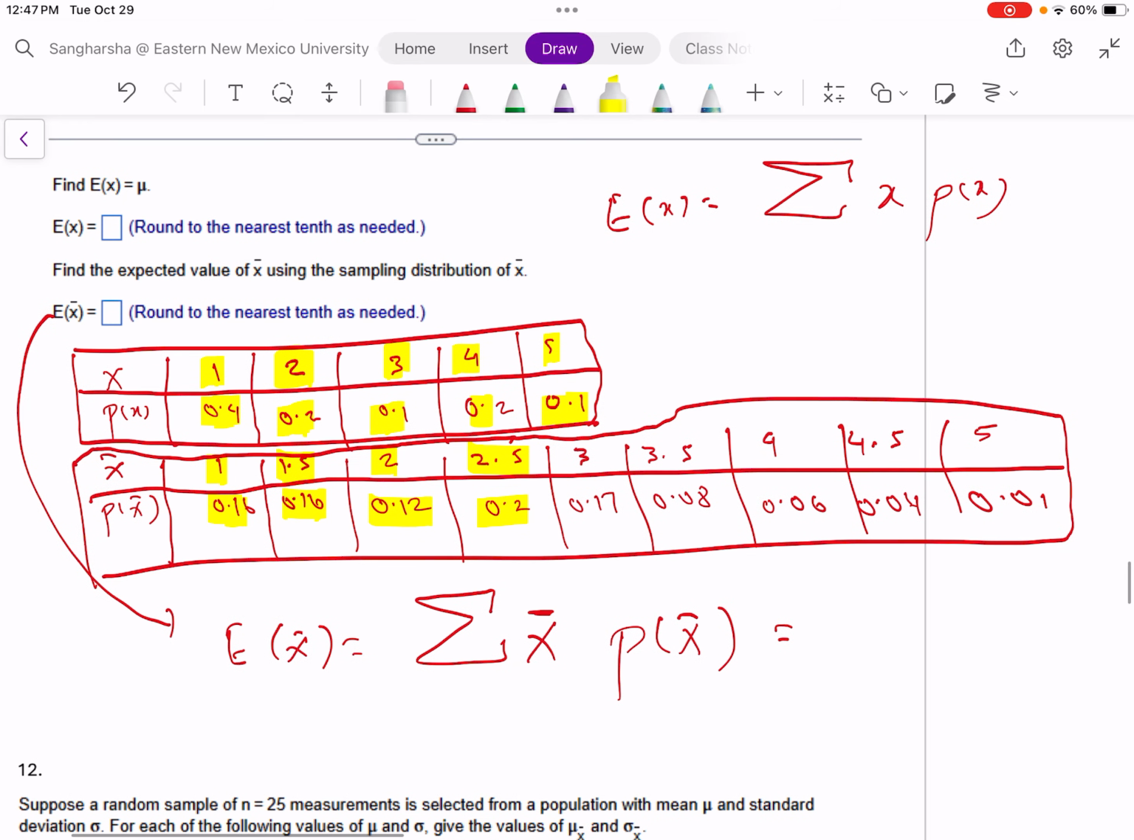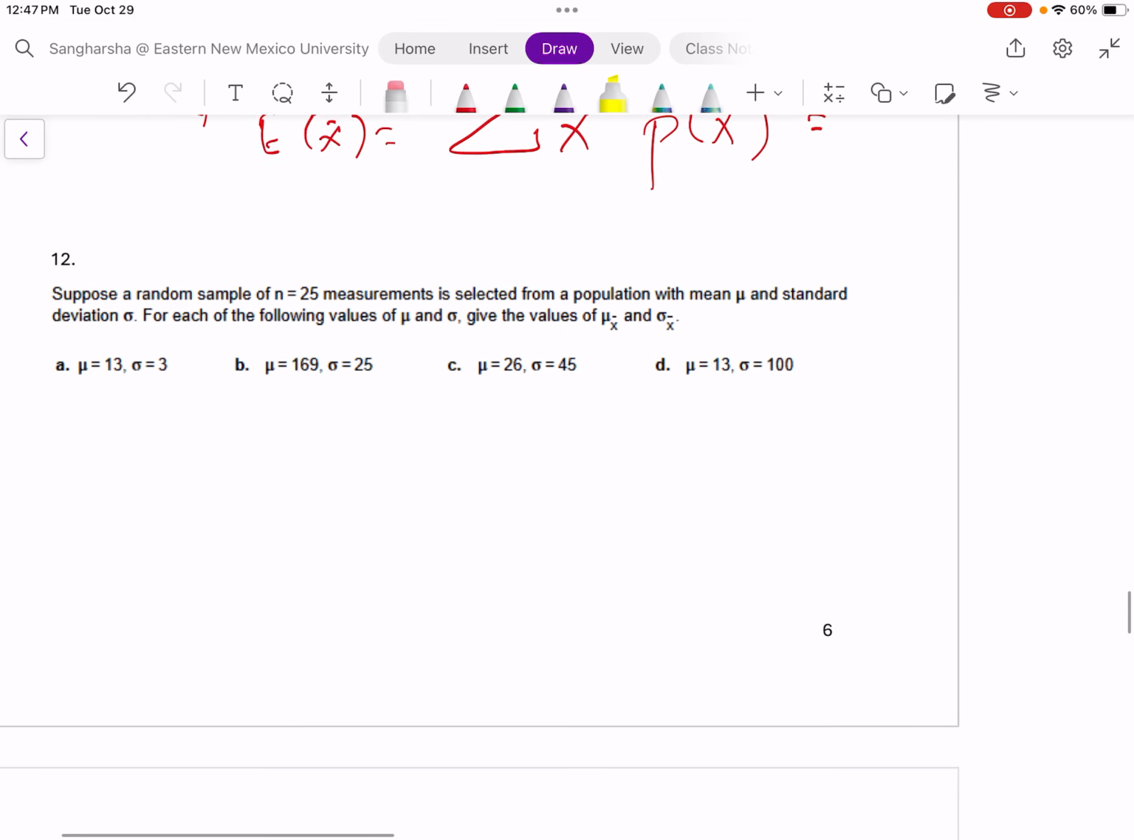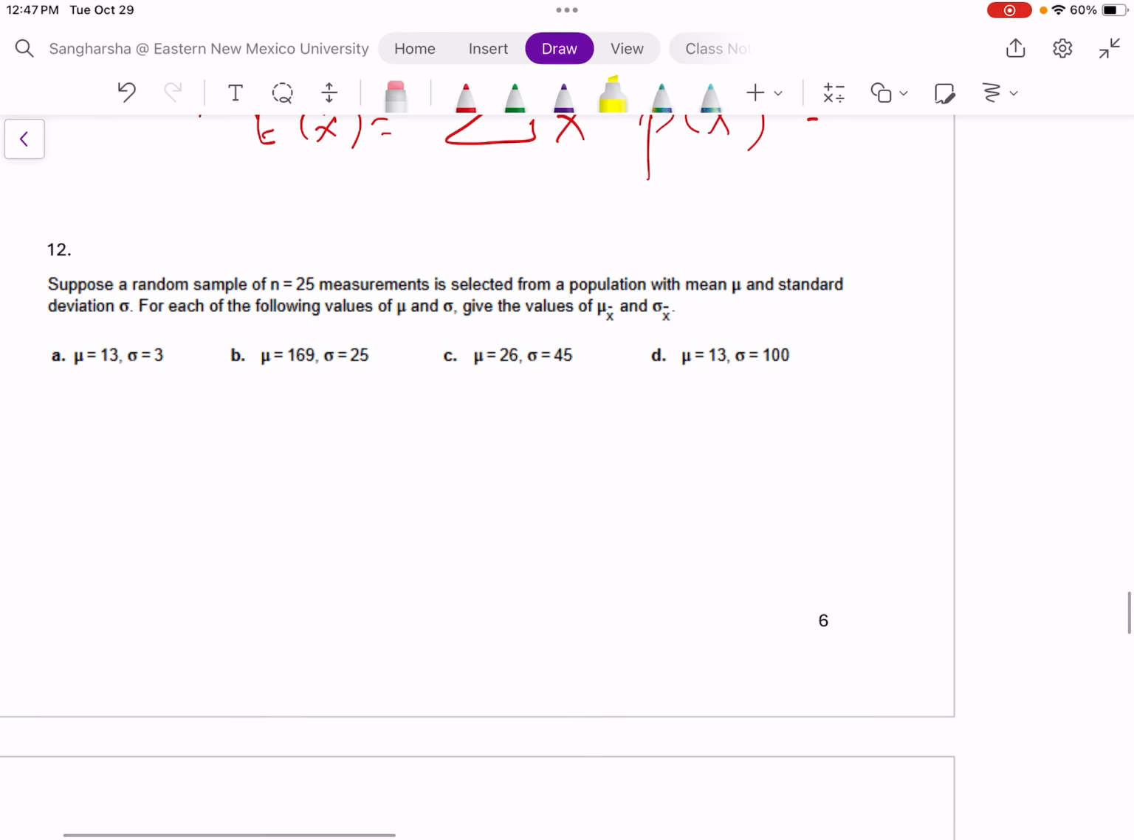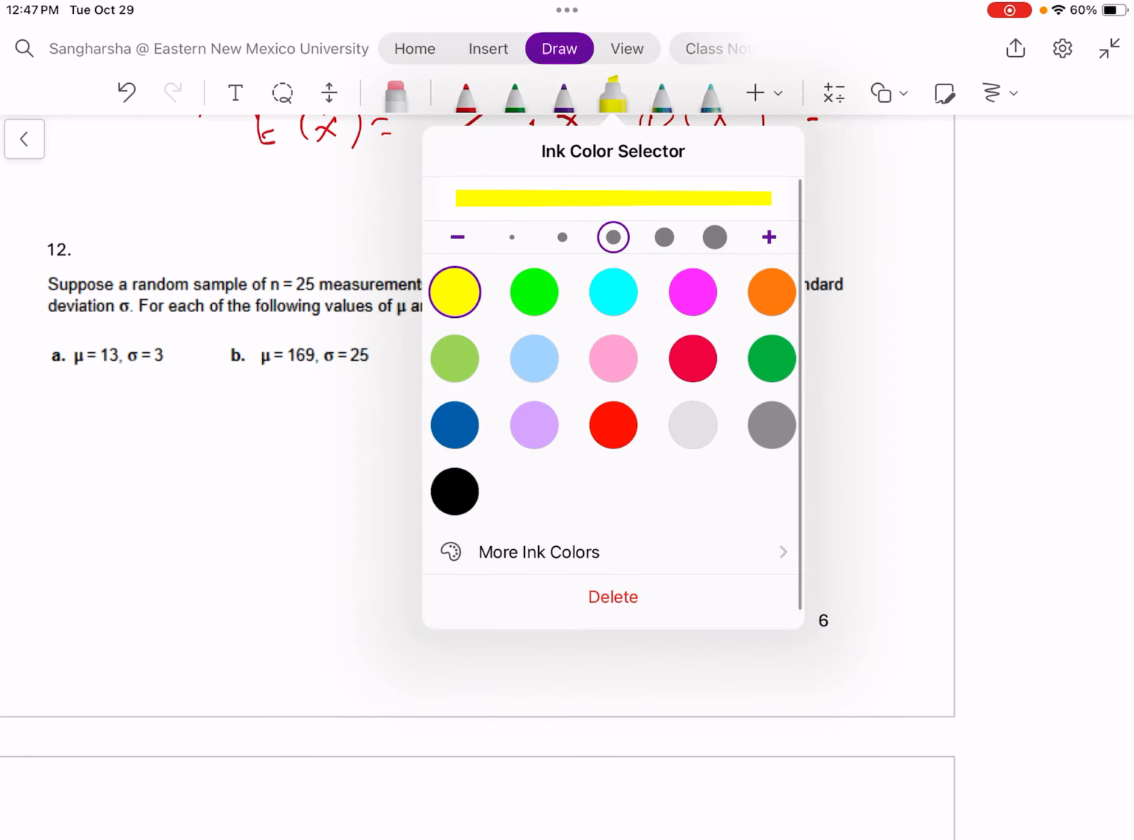Do you have any question for this number? I'm hoping that you know how to find the expected value, okay? You are taking each value of x, multiplying with its corresponding probability, and you are taking the sum. Okay, number 12. Now here, you have one type of question.